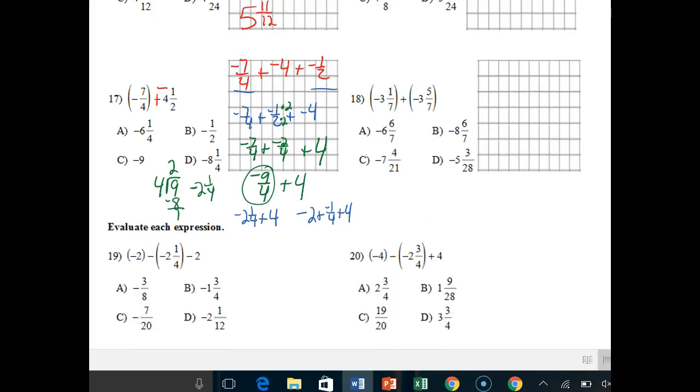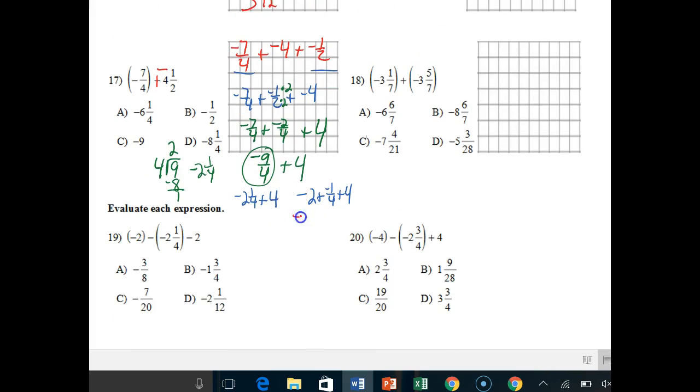Crazy stuff. What can we do? We can go ahead and say, all right, negative 2 plus 4 plus negative 1/4. Right? Get these guys together. What's negative 2 plus 4? That's positive 2. So positive 2 plus negative 1/4. Now think of this. You had $2. You lost a quarter. What's that going to give you?